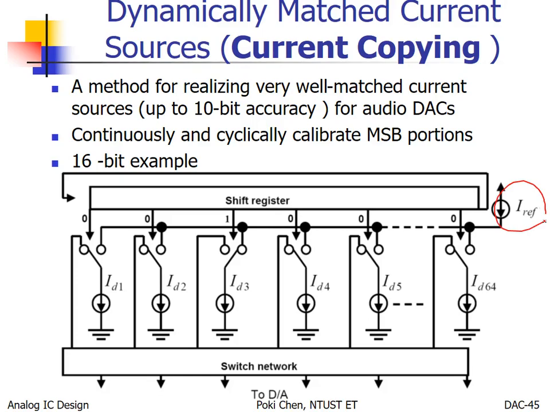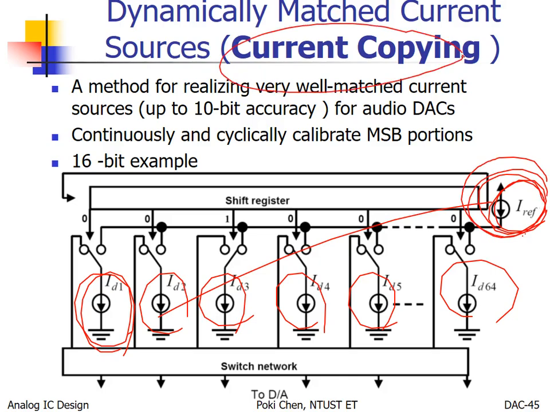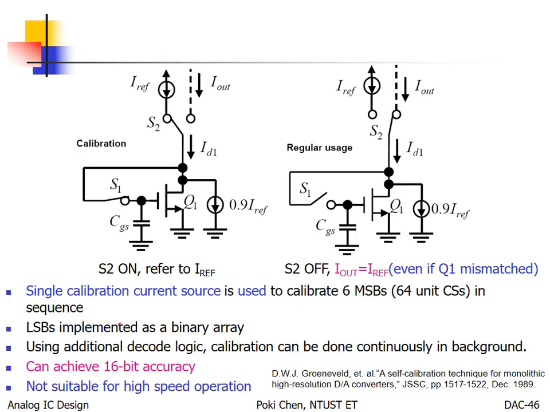Only one. So we would like to copy the reference current to all the unit current sources to make all of them exactly the same as this one. That is the key idea. But how to do such current copying? How to copy the current from iReference to any of your unit current sources? Allow me to show you this. Bingo! Very simple idea. Very easy to understand.